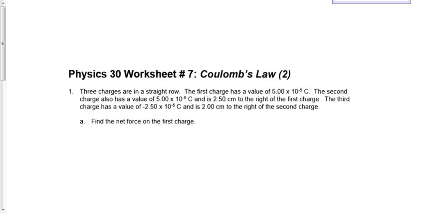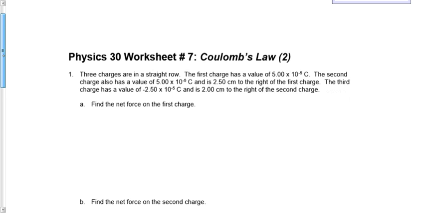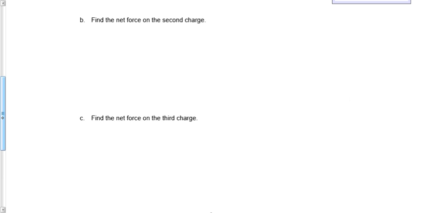All right, everyone, let's have a look at worksheet number 7, questions 1B, C, and then question number 3. 1B goes back to the stem of the question. It says 3 charges in a straight row. The first charge has a value of 5 times 10 to the negative 5. Call that number 1. 5 times 10 to the negative 5 coulombs.